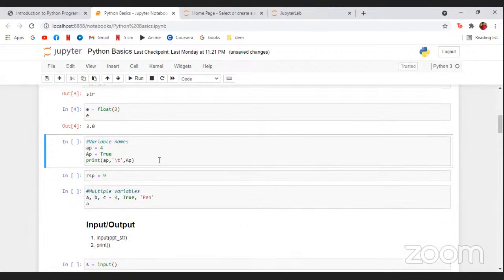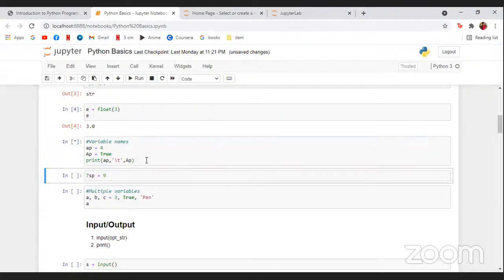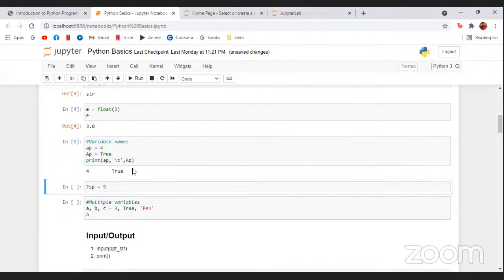Now, variable names are also case sensitive, as I told you. So small a, small p, if I assign 4 and capital A, small p is true, then these are different variables. So if I run this, the first one is small a, small p, which should be 4, and capital A, small p is true. So these will never get confused with each other, and you should never assume that they are the same thing if you come across these things.